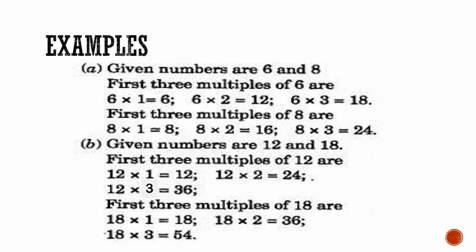Now the other question is, given numbers are 12 and 18, you have to find the first three multiples of 12 and 18. So the first three multiples of 12 are 12 into 1 is 12, 12 twos are 24, 12 threes are 36. And the first three multiples of 18 are 18 ones are 18, 18 twos are 36 and 18 threes are 54.